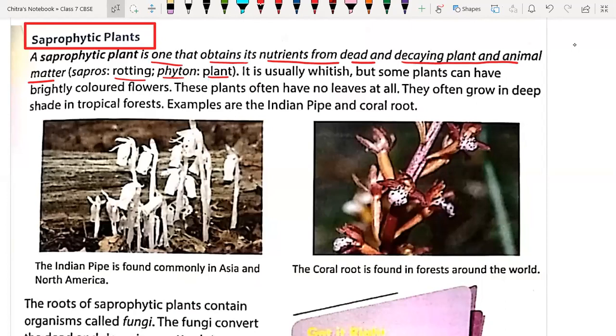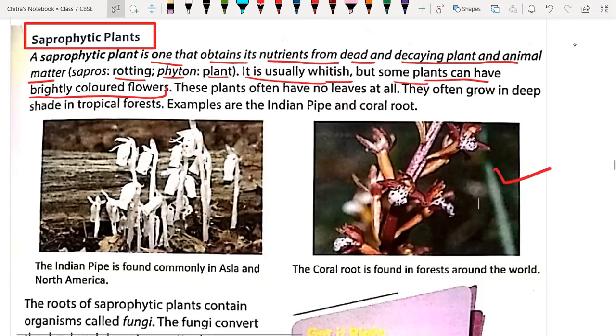That means those plants depend on the rotten part, the decaying, decomposing part of plants and animals. They are called saprophytic plants. It is usually whitish, but sometimes some plants can have a different color, like a brightly colored flower, as in the case of that particular plant.